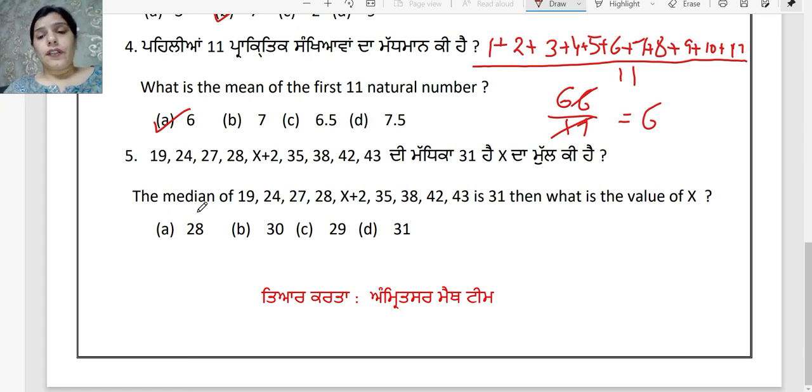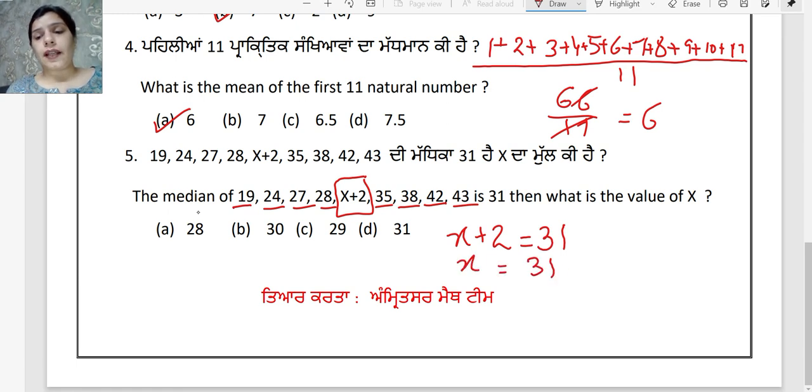अब इसमें already the order is arranged. So the central value represents the median. So I will start underlining from the extreme values, one from the left side, one from the right side. So I will get the central value as x plus 2, and the central value x plus 2 represents the median, and median is already given to you as 31. So when I solve this, I get x is equal to 31 minus 2, that is 29. So my correct answer is option C, that is 29.